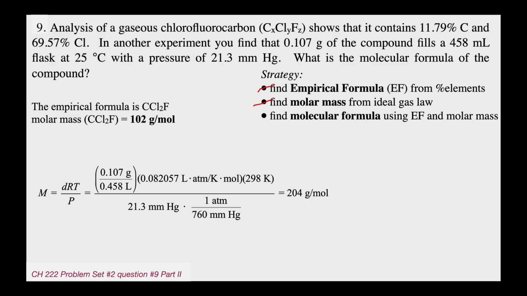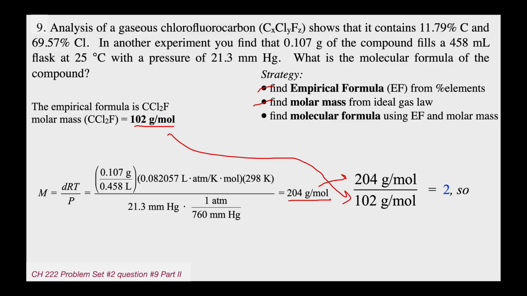The last step, we found the molar mass, that's 204 grams per mole. The last step is to compare the molar mass of the whole thing to the molar mass of the empirical formula, that 102. This ratio will always be a whole number, 1, 2, 3, something like that. You won't have fractions or anything strange. So you can see here that in this case, 204 divided by 102, and again, 204 is the molar mass of the whole thing, and 102 is the molar mass of the empirical formula. It's obviously a ratio of 2.